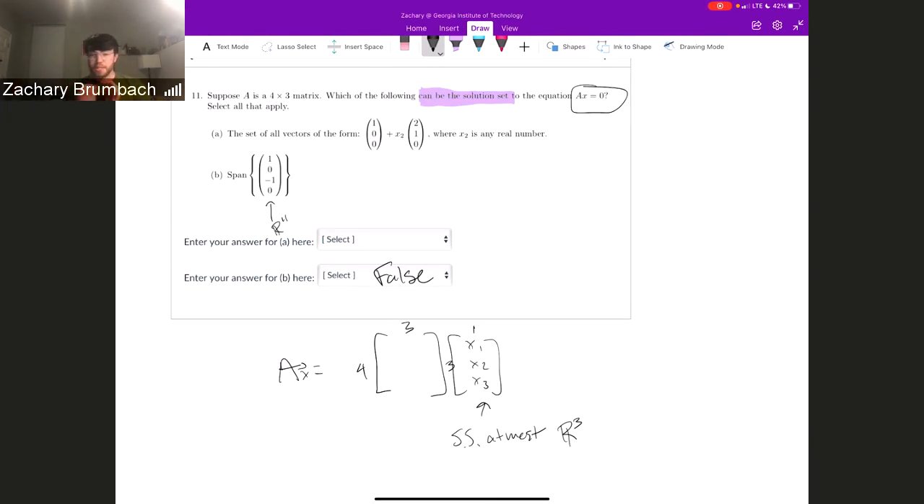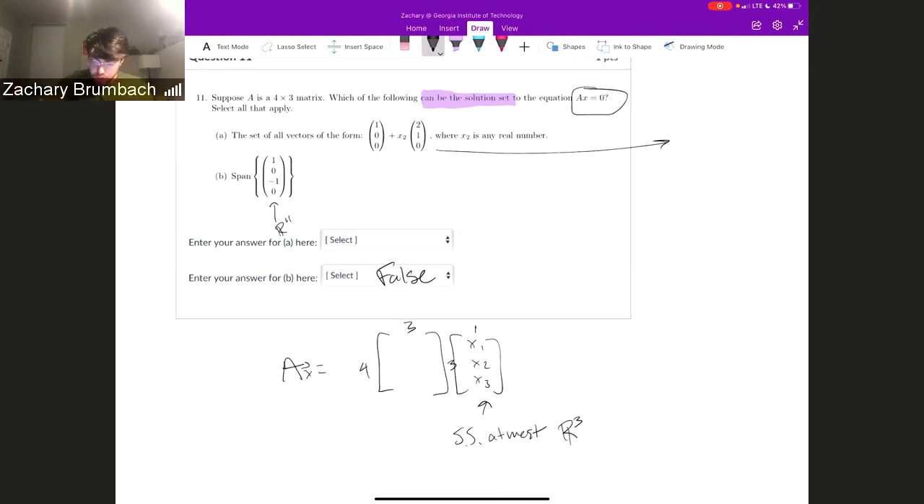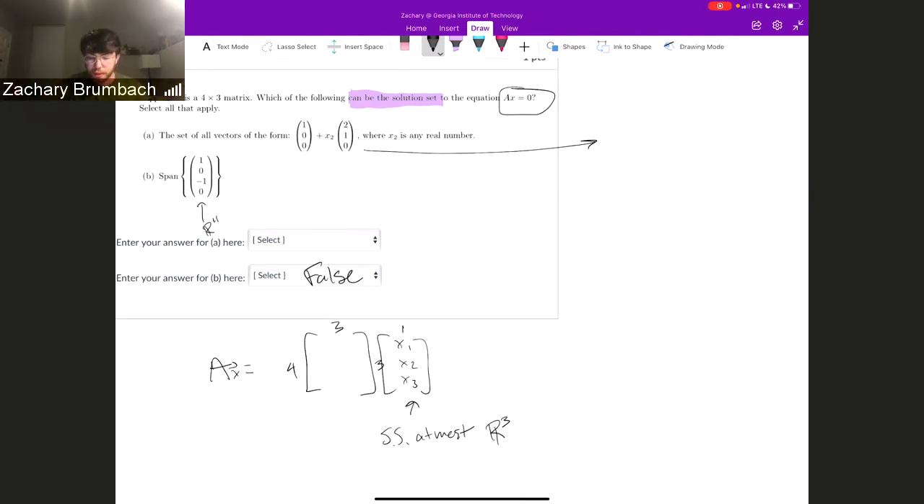What that means is if you just have x2 times 2, 1, 0, it starts at 0, because x2 can be 0. Well, I'll write it like this just so y'all can see it as well. For this particular form, we write it as x1, x2, x3 equals 1, 0, 0 plus x2 times 2, 1, 0. Okay, this is the definition of this form. We get it from parametric form. This is our vector form.